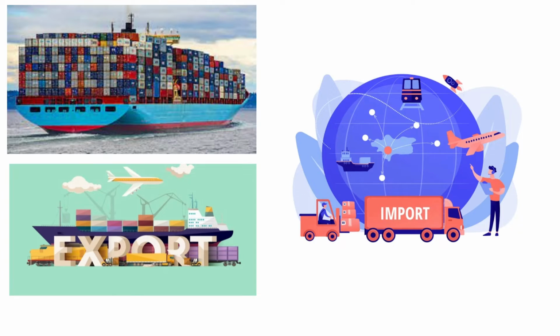This is exports and imports. So exports is what a company ships out or sells to another foreign country, and imports is what the company buys from a foreign country into their own country. So usually these are done by containers on ships, as you can see by that picture.